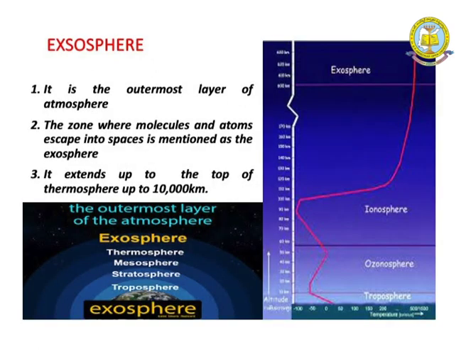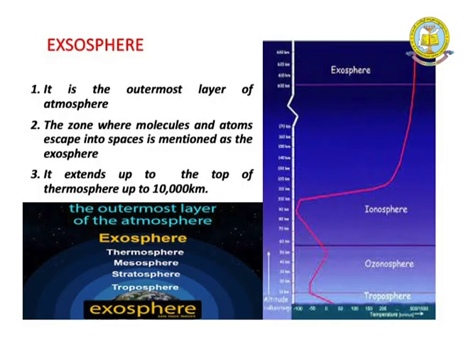Now, the last layer in the stratification of atmosphere is the layer of exosphere. It is the outermost layer of atmosphere, the zone where molecules and atoms escape into space, and this exosphere is again converted to outer space. Now, it extends up to 10,000 kilometers. Now, this is the last layer.